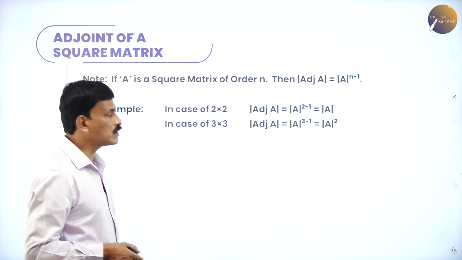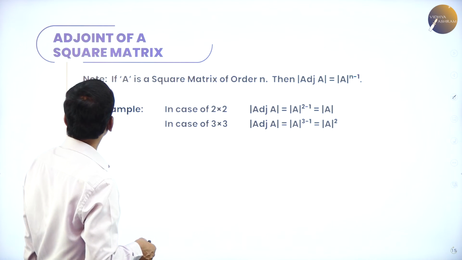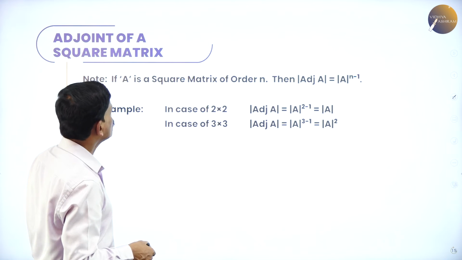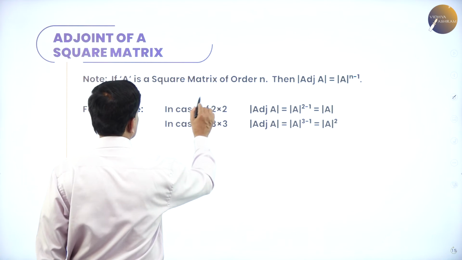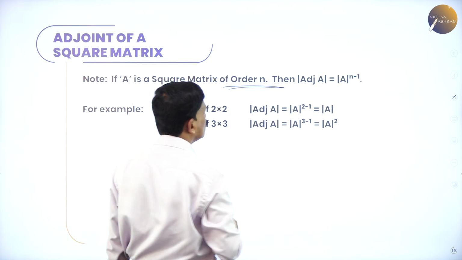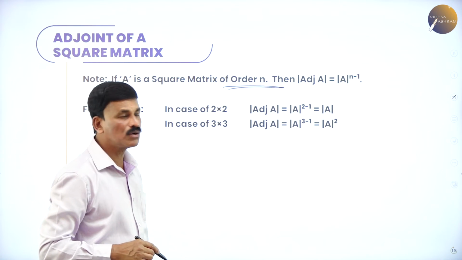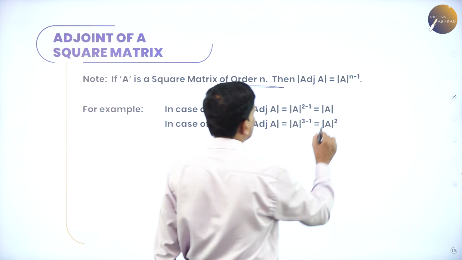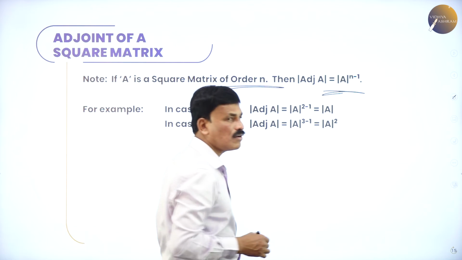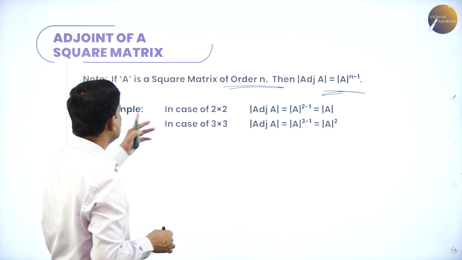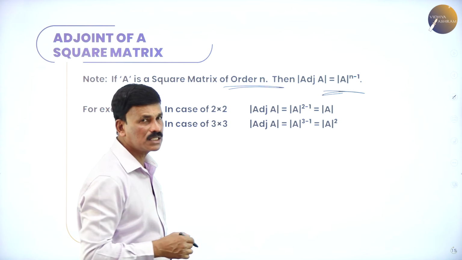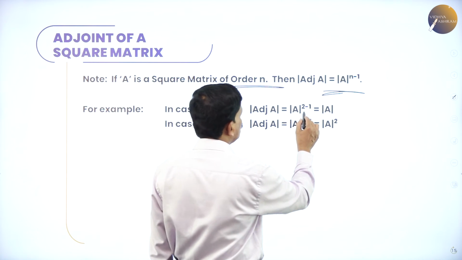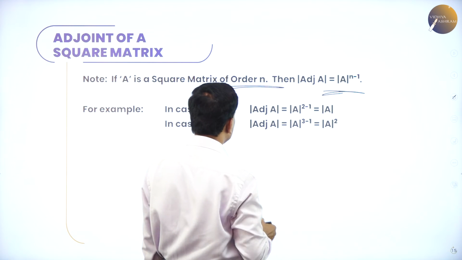The very important concept is inverse and adjoint of a square matrix, in which there is one important concept. If A is a square matrix of order n, then determinant of adjoint of A is equal to determinant of A to the power of n minus 1, where n is the order of the matrix. Suppose in case of 2 rows 2 columns, determinant of adjoint of A is always equal to determinant of A to the power of 2 minus 1, that is determinant A.